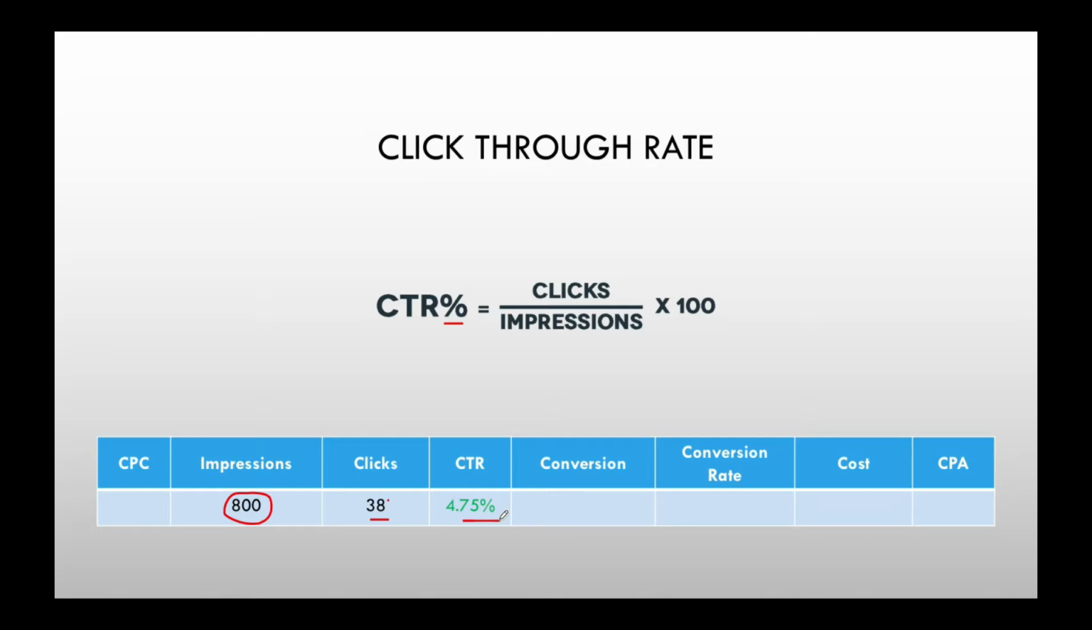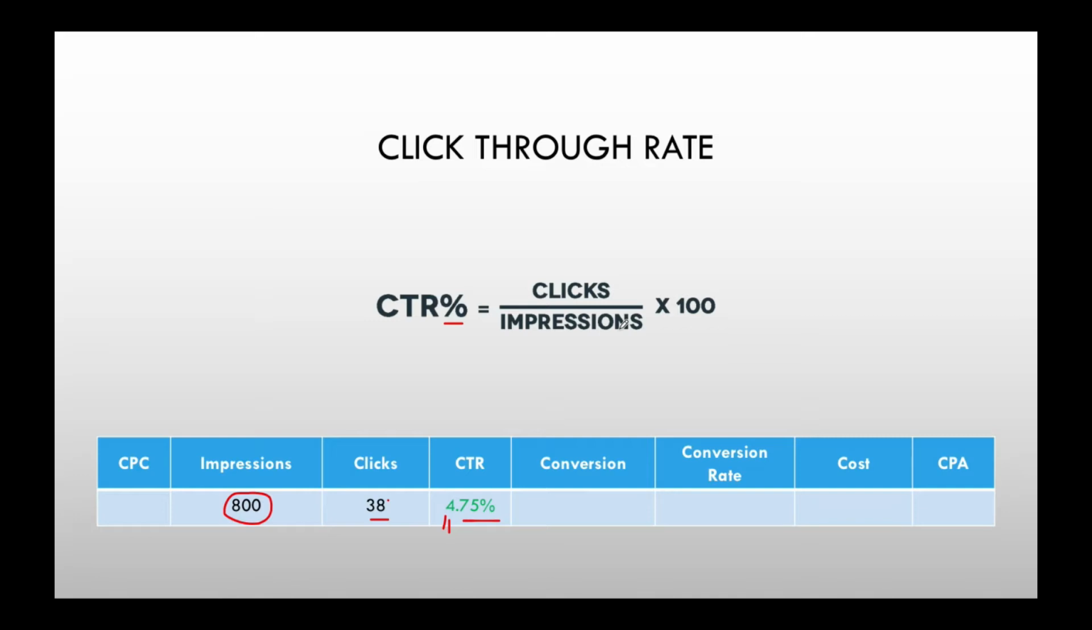So if you're looking for an interpretation, it means that if your advertisement is shown or is thrown at the people 100 times, it might get around 4 or 5 clicks. So if it is shown 100 times, it might get 4 clicks, it might get 5 clicks, right? So clicks cannot be in decimal, right? So 4.75 tells us that 4 clicks or 5 clicks.